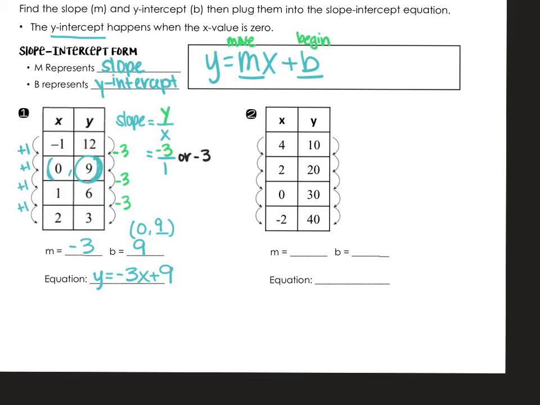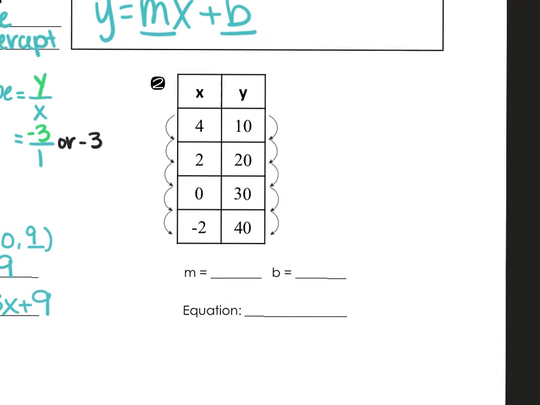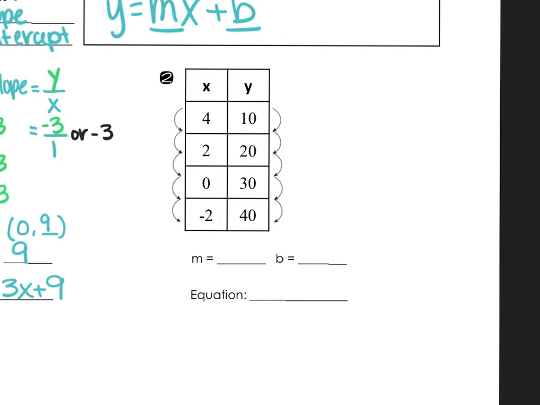All right, go ahead and take a pause on the video and try to do number 2 on your own now. Okay, so hopefully you've gotten at least this part started. So I looked at my x values and it went down 2 each time. So I'm using m for slope, and I put my x on bottom as -2. And then the y change, it looks like it's going up 10. So that goes on top.